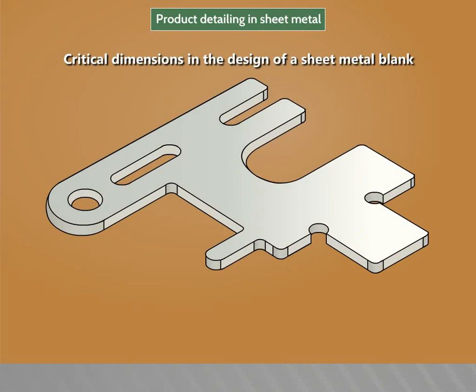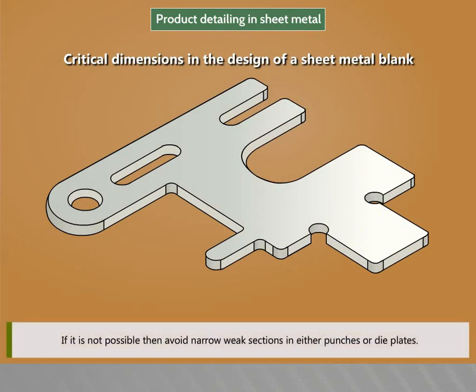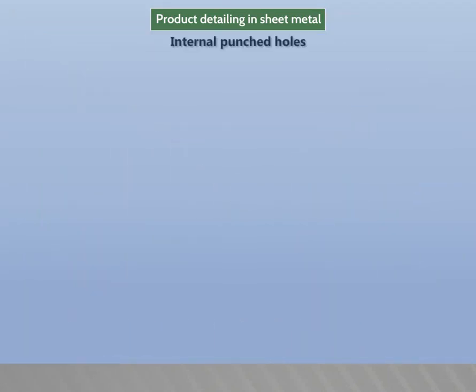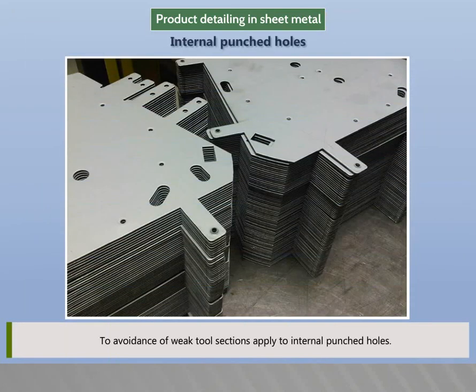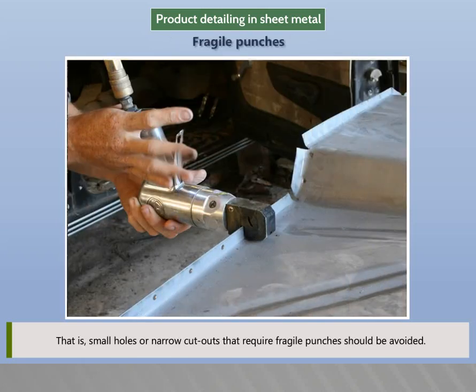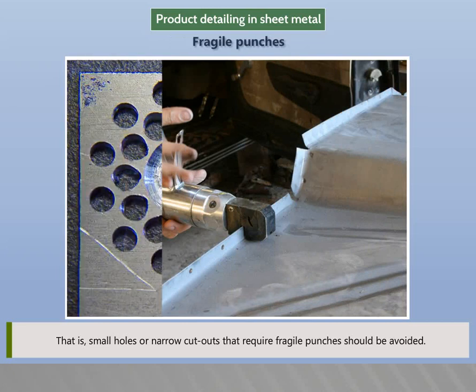Critical dimensions in the design of a sheet metal blank. If it is not possible, then avoid narrow weak sections in either punches or die plates. The avoidance of weak tool sections applies to internal punched holes. That is, small holes or narrow cutouts that require fragile punches should be avoided.